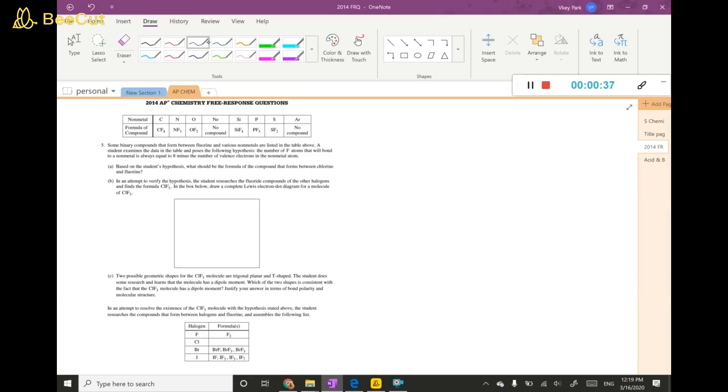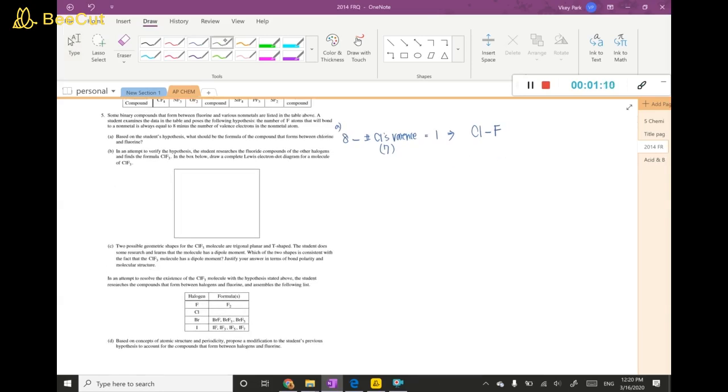So let's look. If it's the formula of the compound that forms between chlorine and fluorine, if it's 8 minus the number of valence electrons, so 8 minus the number of chlorine's valence electrons is what? Chlorine's valence electron is what? 7, right? So that would be just 1. So for question A, it would just be Cl bonded to F, right? Cool. Let's continue to B.